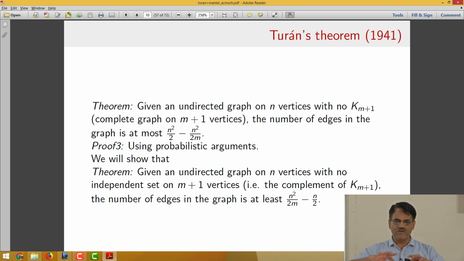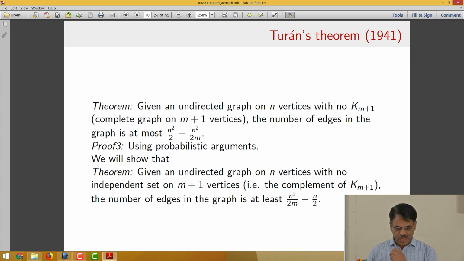Basically, you take your graph and look at the complement, and you are arguing something about the complement, because if the graph does not have K_{m+1}, the complement will not have an independent set on m plus 1 vertices, and if the graph has at most this many edges, the complement will have at least this many edges. Okay. So, I am going to prove it for the complement. So, we will assume that we have an undirected graph on n vertices with no independent set on m plus 1 vertices.